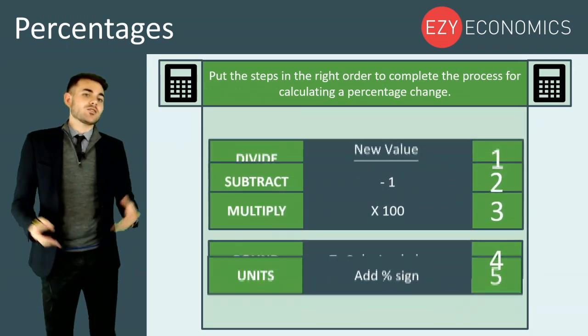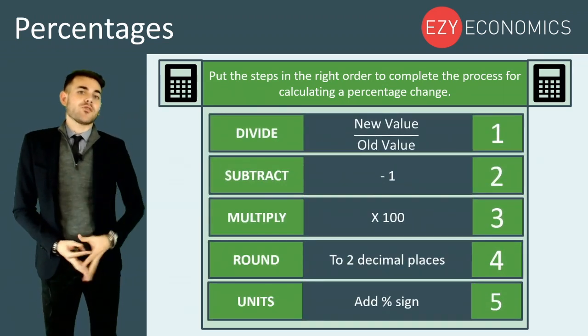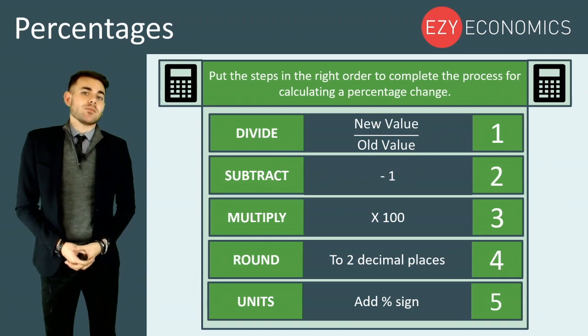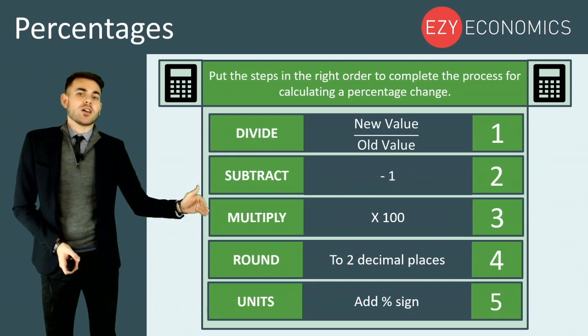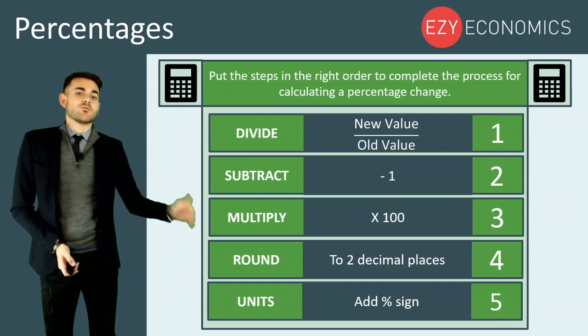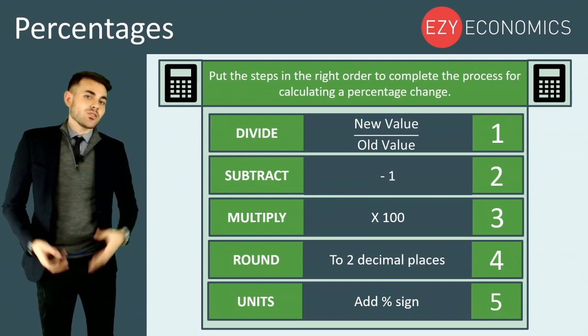depending on what type of percentage change you are looking at. So putting it into the correct order then, the process of finding the percentage change of a particular variable is to do the division, then subtract 1, then multiply by 100, then round to 2 decimal places, and finally add on the percentage sign.